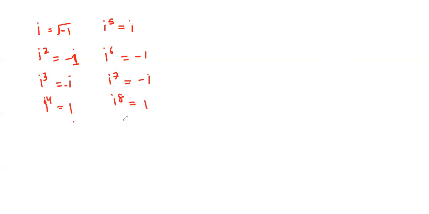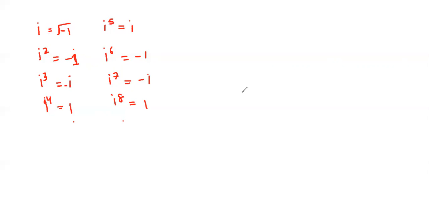So if you see, these values repeat. i raised to 4 and i raised to 8 have the same value 1. i raised to 3 and i raised to 7 have the same value -i. i square and i raised to 6 have the same value -1. And here we have both the values, square root of -1 and i raised to 5, both are i.